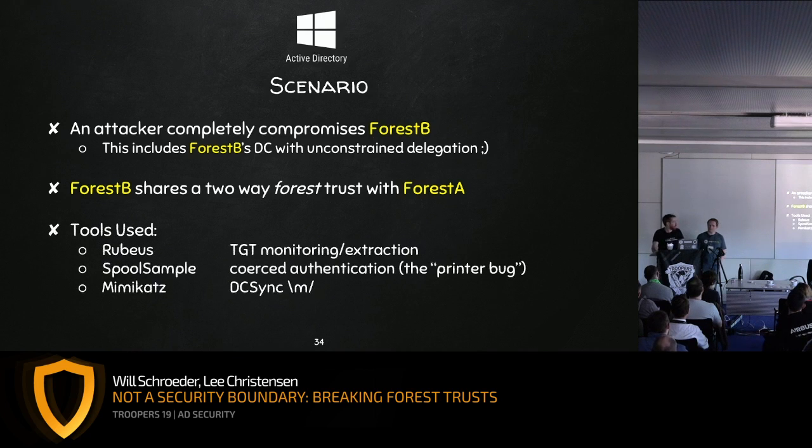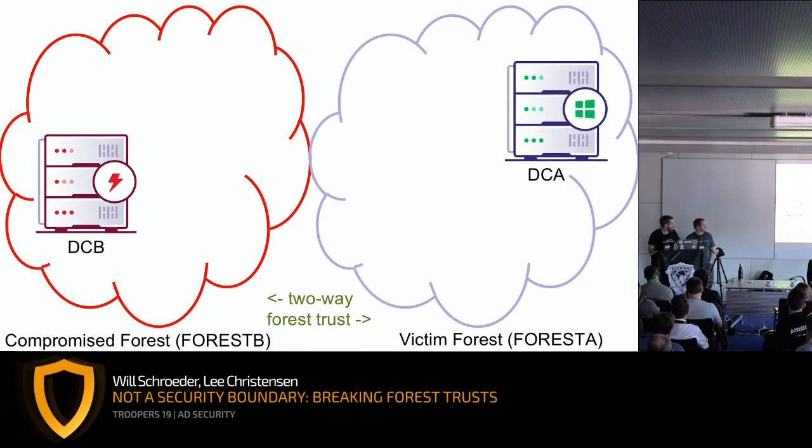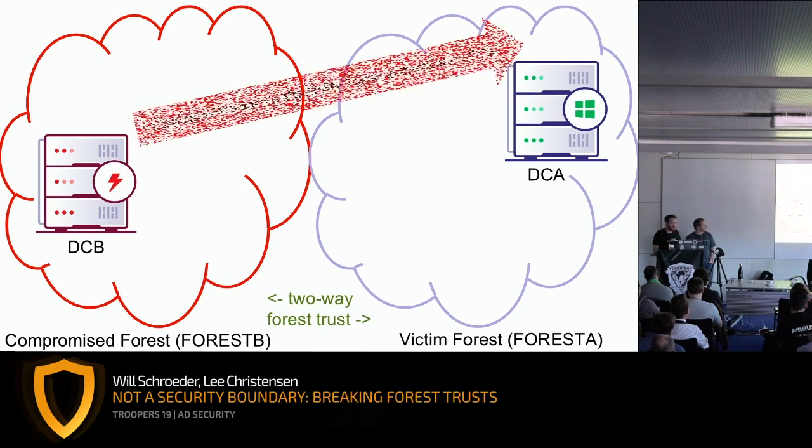The tools we're going to be using in this scenario are going to be Rubeus for TGT monitoring and extraction, the SpoolSample implementation for coerced authentication of the printer bug, and then of course Mimikatz with DCSync. So this is what we're going to do. We have our compromised forest, forest B. We have our victim forest, forest A. We've compromised this little DCB guy right here.